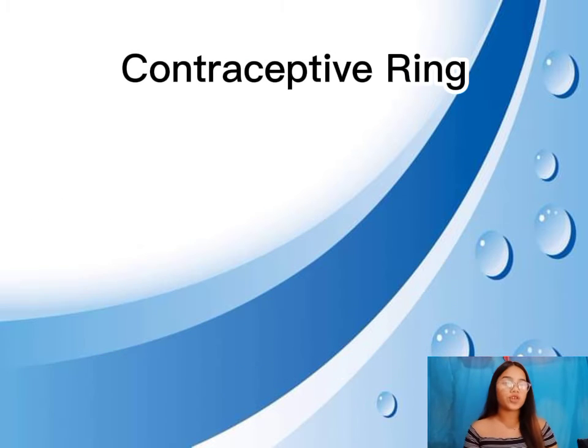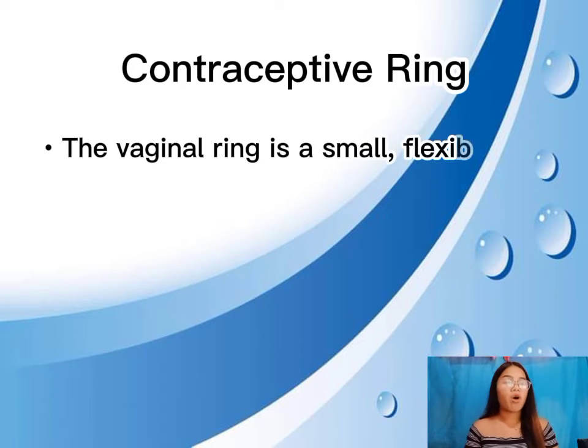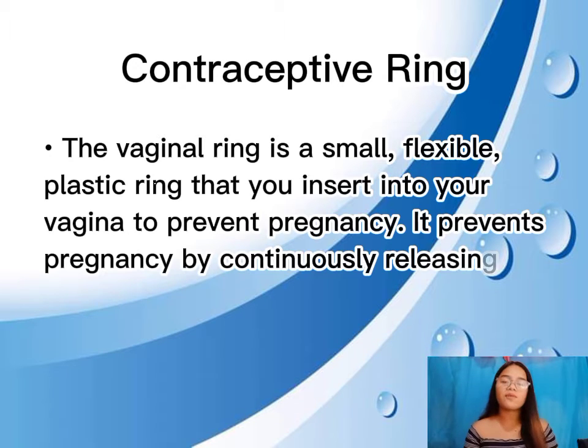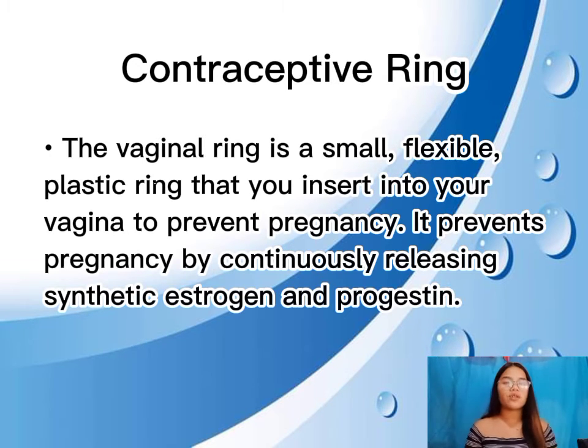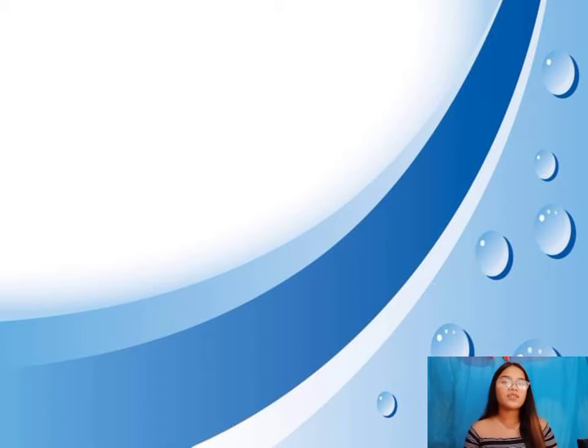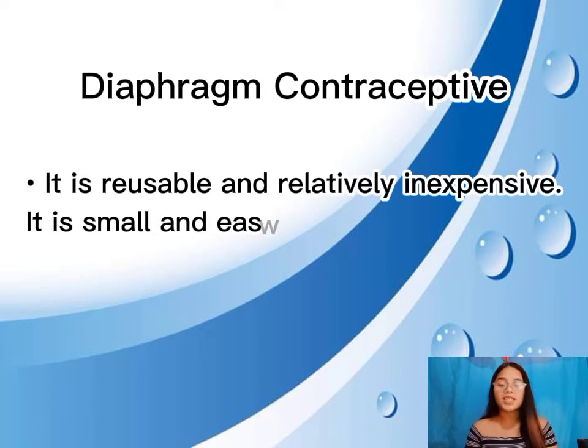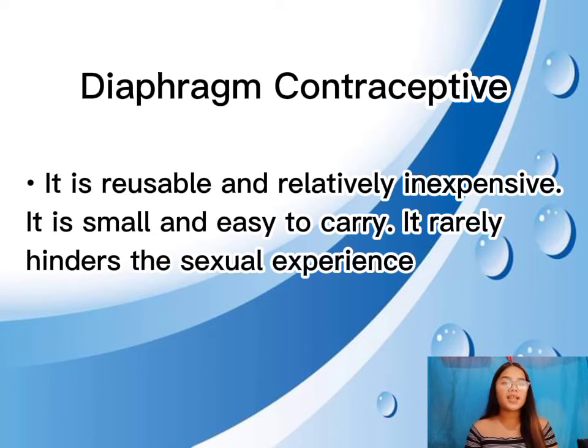For the contraceptive ring, the vaginal ring is a small, flexible, plastic ring that you insert into your vagina to prevent pregnancy. The vaginal ring prevents pregnancy by continuously releasing synthetic estrogen and progesterone. These hormones are absorbed into your bloodstream. For the diaphragm contraceptive, it is reusable and relatively inexpensive. It is small and easy to carry. It rarely hinders the sexual experience.